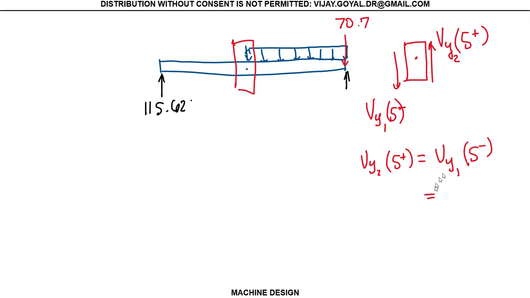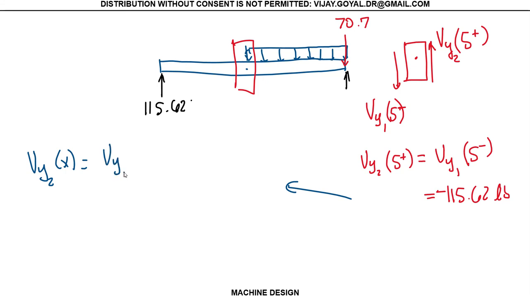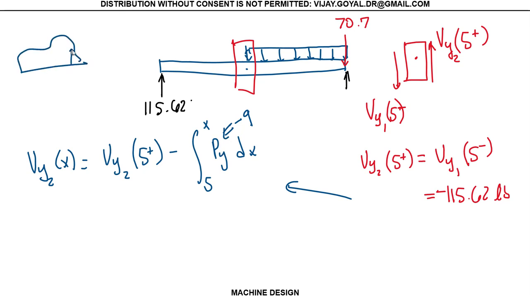And we found that this was equal to minus 115.62 pounds. Okay, from here, now I can simply do my load diagram at 5 plus minus integral 5 to x of py dx. Again, watch out: the value that you put in here has to be minus q, because this was derived with py positive going upwards, okay? So that's why this is minus q. So if I plug the values in here, 115.62, this is minus integral 5 to x of minus 100 minus x dx.